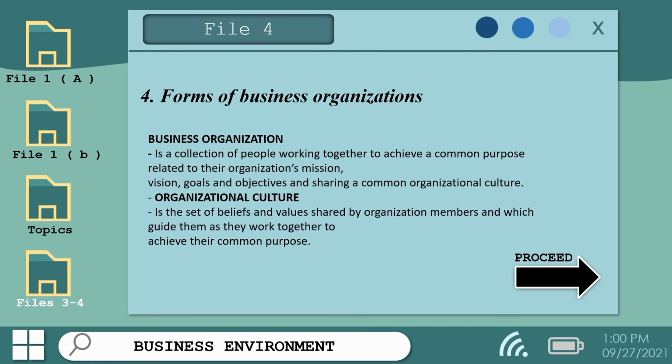And the last one is LLC, or Limited Liability Company. It is similar to a limited partnership. An LLC provides owners with limited liability while providing some of the income advantages of partnerships.